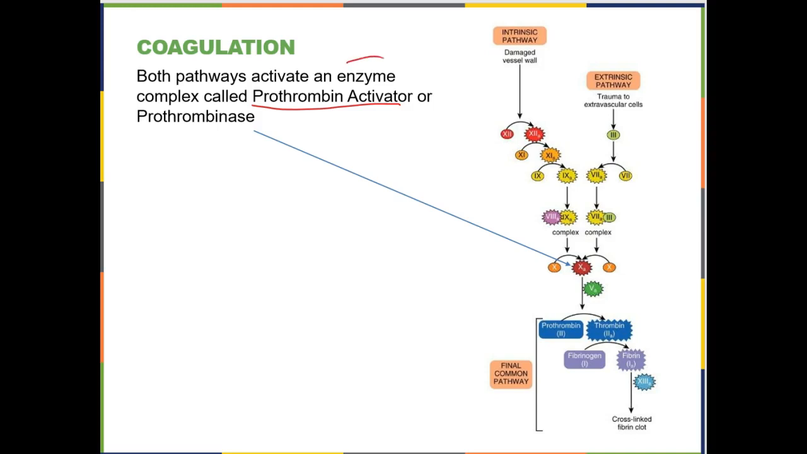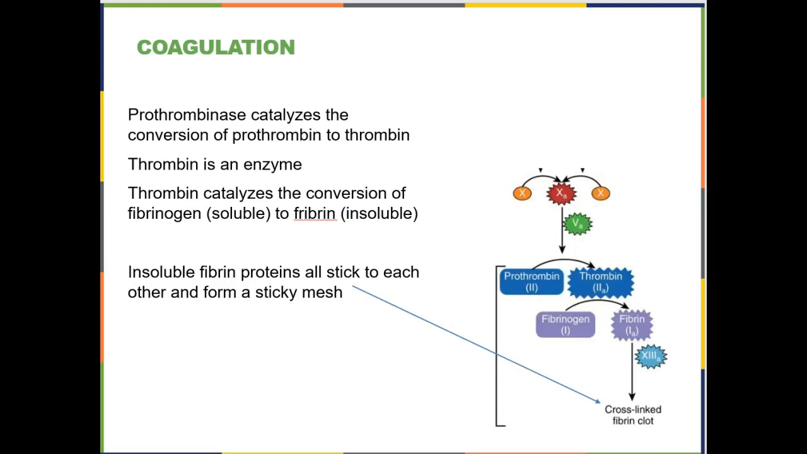So prothrombinase is an enzyme, or as this says here, an enzyme complex, so like a group of enzymes. Enzymes catalyze reactions. They make things happen. So what prothrombinase does is catalyze the conversion of prothrombin to thrombin. Prothrombin is a proenzyme, which means it's inactive, and thrombin is an enzyme in its active form. What thrombin does is catalyze the conversion of fibrinogen to fibrin, so this part here.